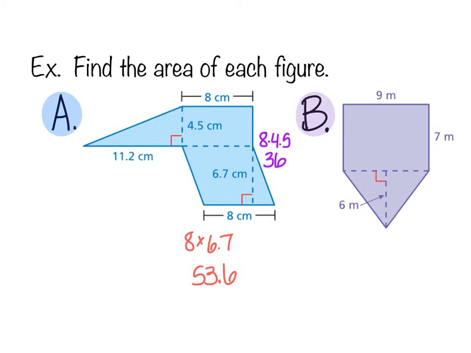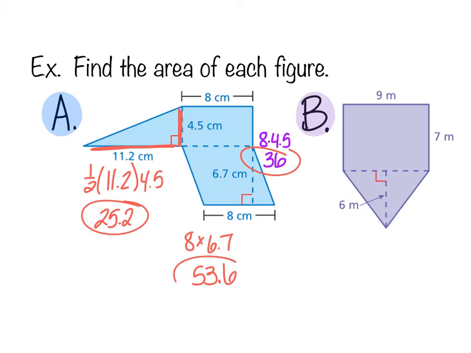And then for the triangle, we do 1/2 base times height. So 1/2 times 11.2 times the height, which is 4.5. Again, 4.5, right? There's the height, there's the base. So 11.2 times 4.5 divided by 2, which remember taking half is the same as dividing by 2, is 25.2. And then I just add those three shapes together. So 25.2 plus 53.6 plus 36 gives us 114.8, and this is centimeters squared.